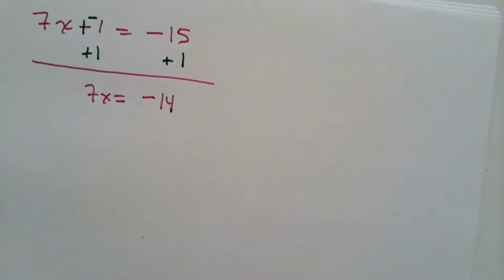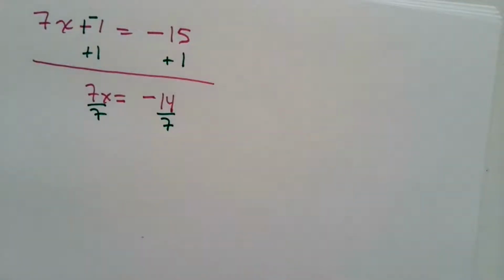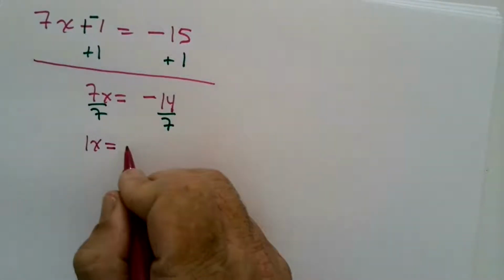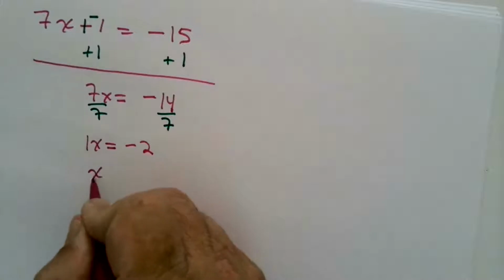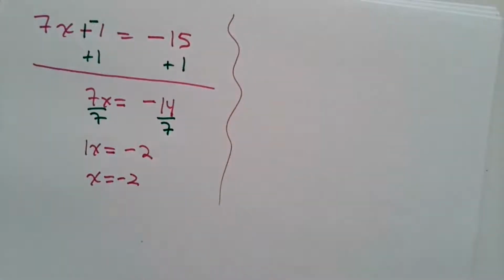Let's go ahead and divide both sides by 7. Divide by 7 on this side. Divide by 7 on that side. 7 divided by 7, 1x. Negative 14 divided by 7, negative 2. So I get x is negative 2. So it's a standard two-step problem for solving equations.